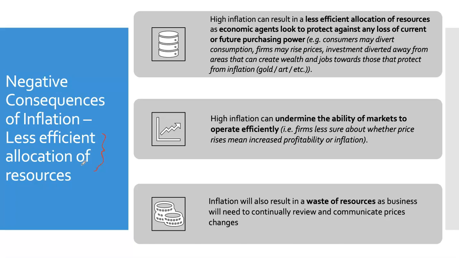Investment in businesses might be diverted away from wealth and jobs, looking to do things to protect themselves from the inflation. So they might not be investing in ways that can create wealth and jobs. They might be protecting in things that typically aren't impacted by inflation, like gold and art, for example. So it makes an inefficient economy because people are stressing so much about inflation they're not thinking about things that create wealth and jobs.